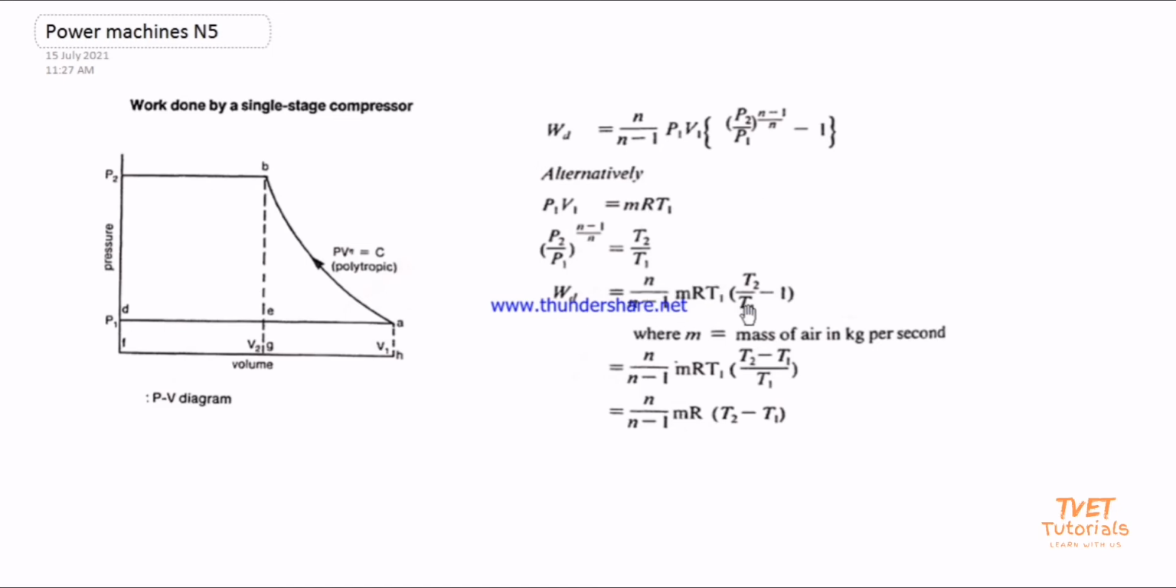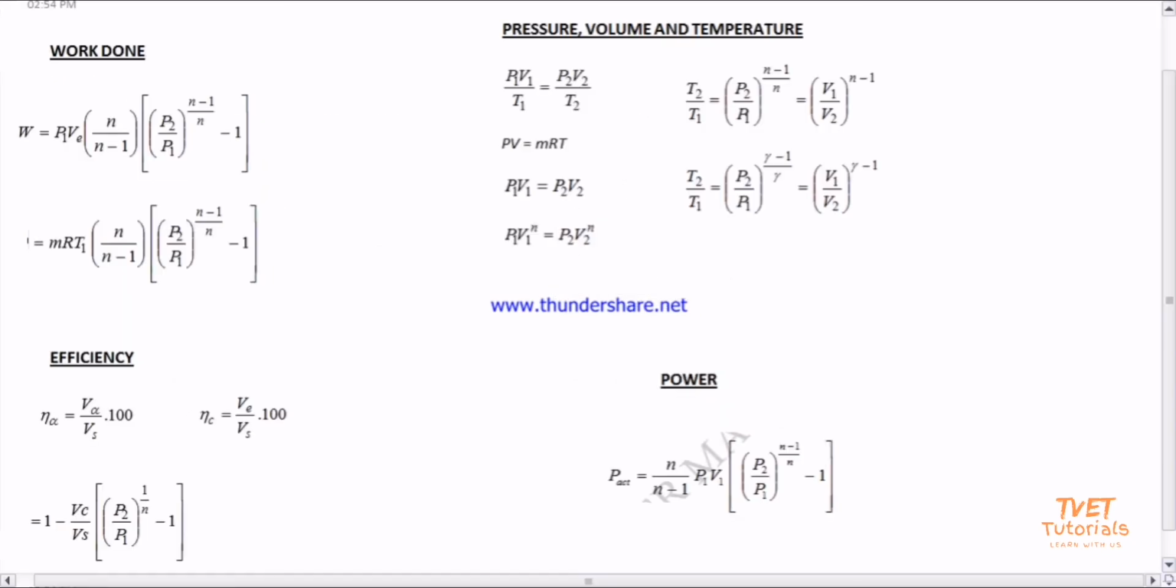So this will be the work done. This is the mRT formula from the previous. You can substitute this by that. If you can equate P1V1 with mRT1, then you can replace or substitute P1V1 with mRT. It will depend on what you have. So if you are given the temperature and the mass of the gas, you can use this to calculate the work done. And if you've got the pressure and the volume, you can use this together with the index of compression.